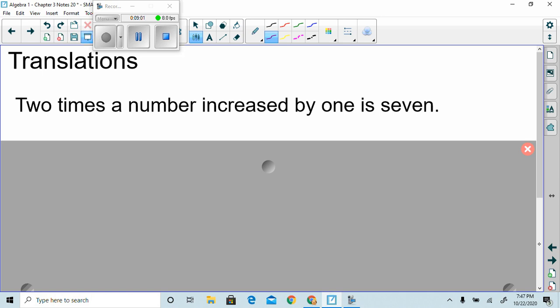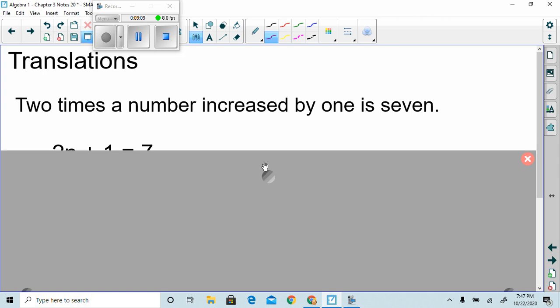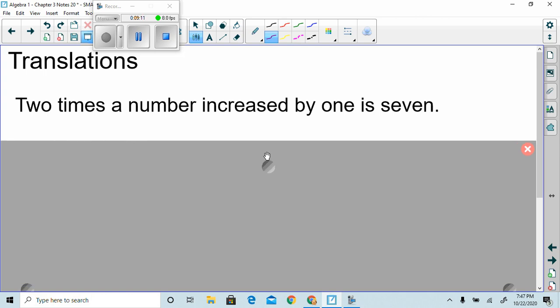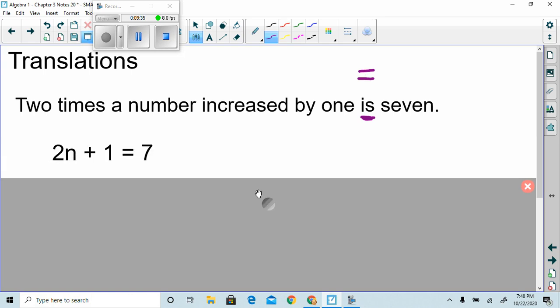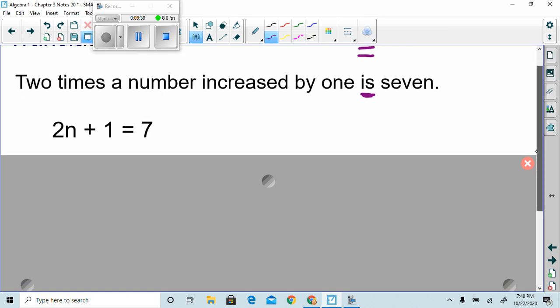We haven't really done much in the way of translations since we did some expressions back in chapter 1. So let's take a look at some translations once again. Now we're going to add this to the mix. We're going to see the word is or equals to, and is represents that equal to sign. We'll see equivalent to, is equal to, totals, whatever those words are that tells me that we're now looking at sentences instead of expressions. 2 times a number increased by 1 is 7. If you said 2n plus 1 equals 7, you were right.